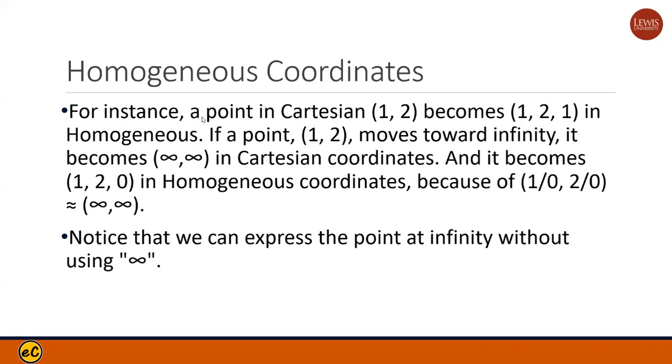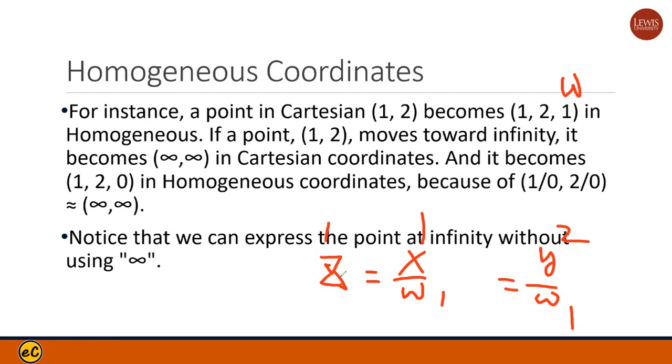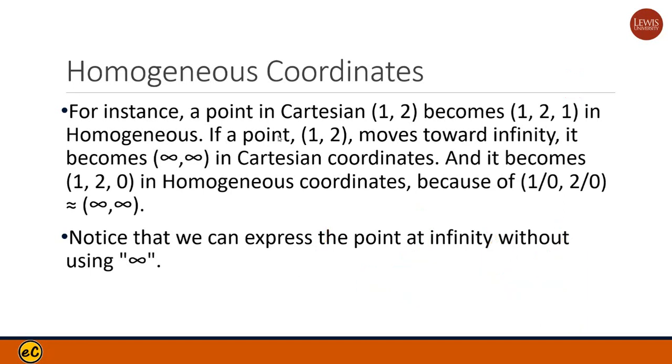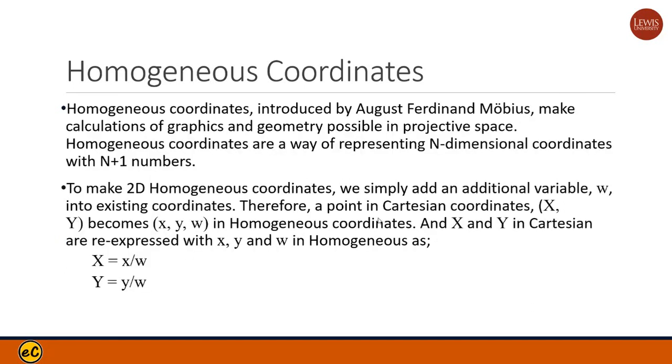For instance, a point in Cartesian (1, 2) can be written as (1, 2, 1). There's an added variable W, which we set to 1. Because W is 1, your X divided by W is still 1, and your Y divided by W, with Y being 2, is also 2, so it is the same. Don't worry, we only put the 1 there for W. It's not a big problem. But anyway, this can convert your original XY to a new three-dimensional coordinate.